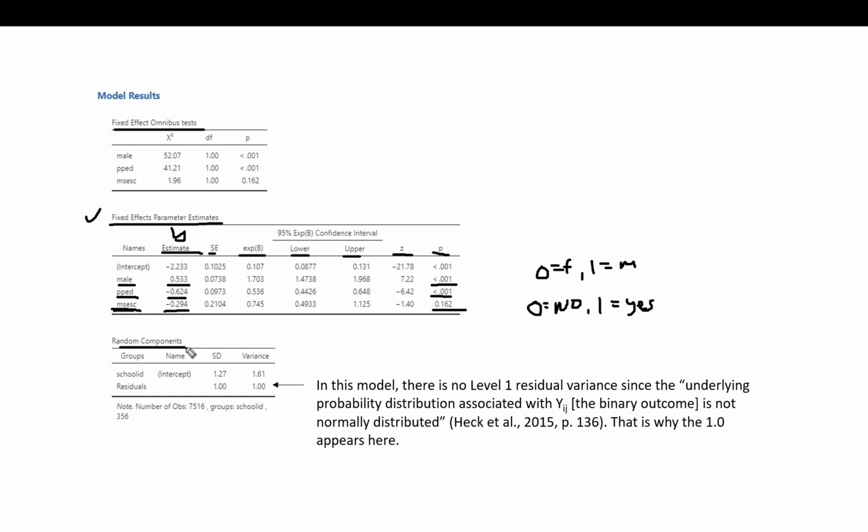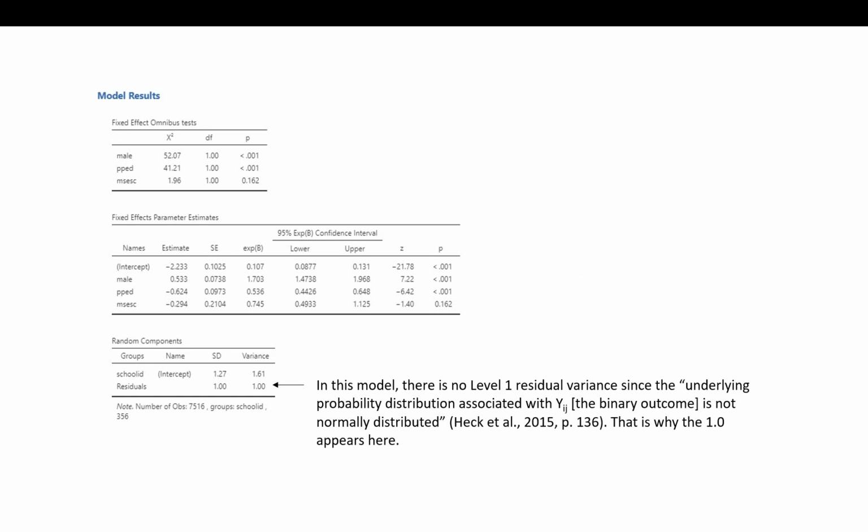Then in the random components table, you can see that we have a variance estimate for the intercept. So you can see the standard deviation and variance estimates that are given right there. Now with respect to level 1 residuals, there are no level 1 residual variances that are being estimated, and that's because the underlying probability distribution that's associated with the binary outcome is not normally distributed. So that's why these values right here are fixed at 1. So there's not really much to interpret with respect to the residual standard deviation and the residual variance.